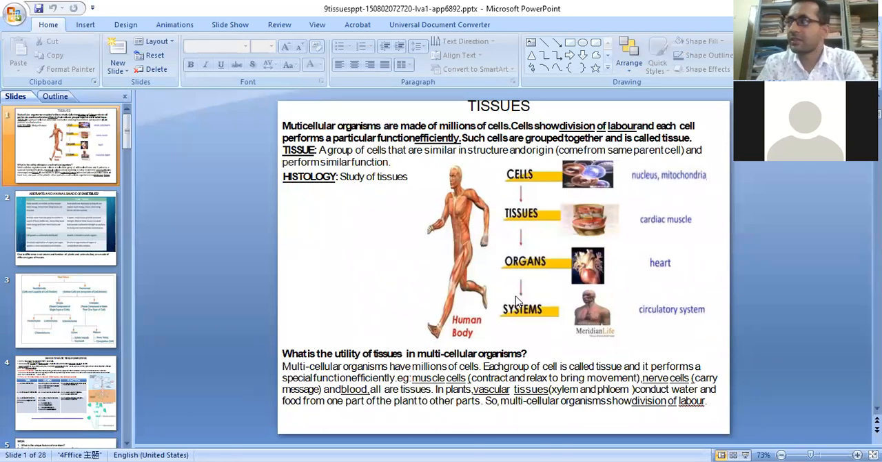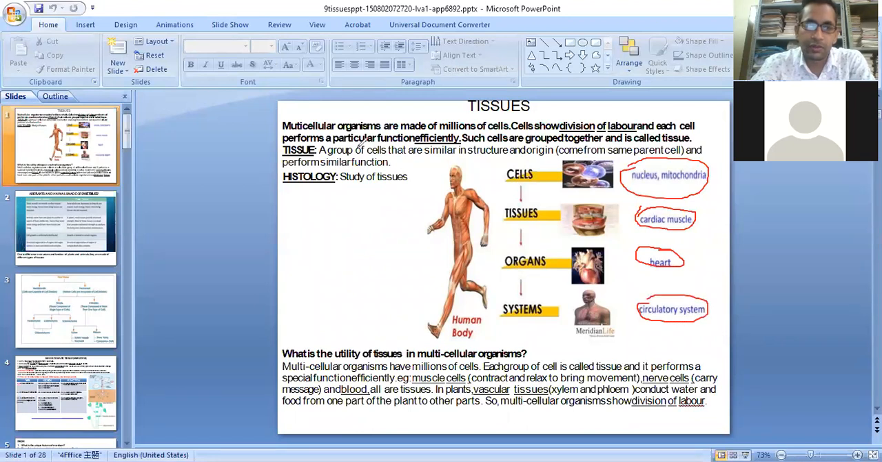So the cells are the basic building blocks of the human body, and these cells combine to make tissues, and then these tissues combine together to make organs. Here an example is given: nucleus and mitochondria are parts of the cell. Then these cells combine together to make cardiac muscles. Now these muscles are made up of tissues, and cardiac muscles means the muscles of the heart. Now these muscles together make the heart. This is an organ, and this heart is a part of the circulatory system. So this we have studied.